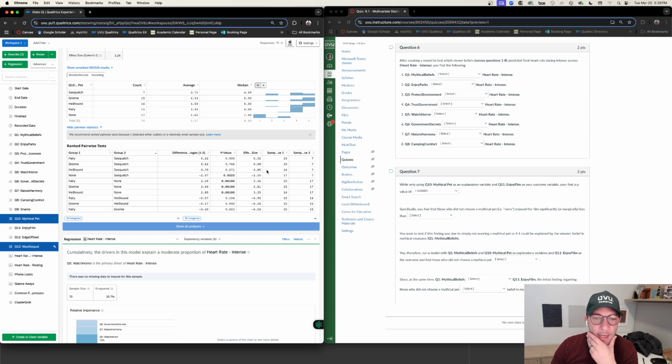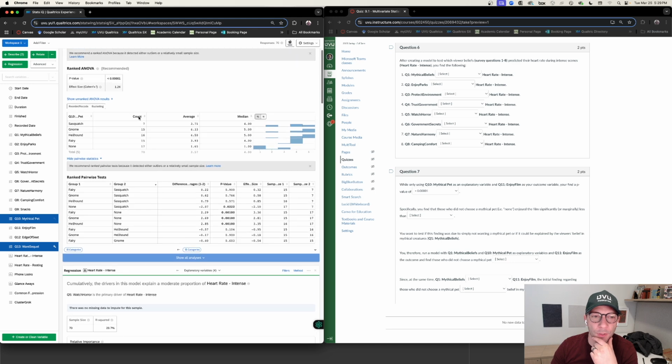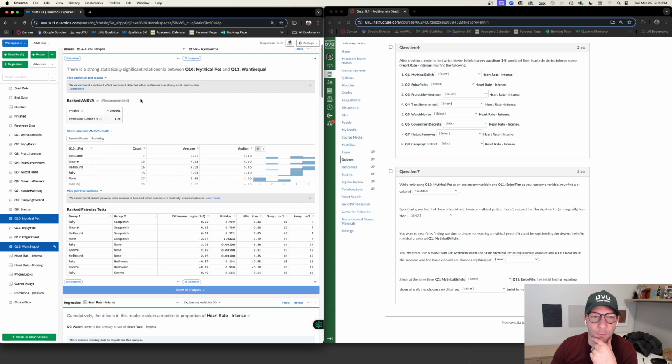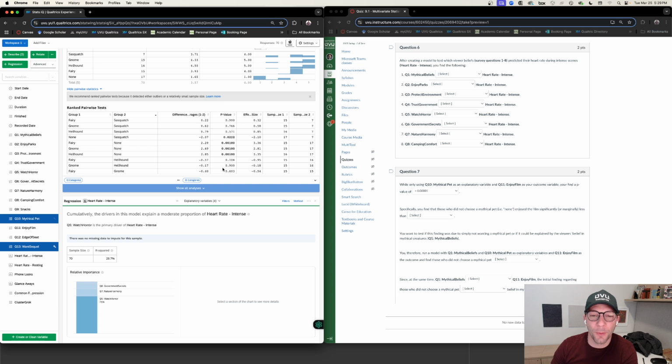Now what's interesting is if I'm looking at this, I see that no other comparisons are significant. So yeah, this is a significant relationship, but it looks like for the most part it's being driven by none. So those dorkwads that are like, I'm too cool for school and didn't want to choose a mythical pet, like weirdos. So that seems to be kind of what's going on here.